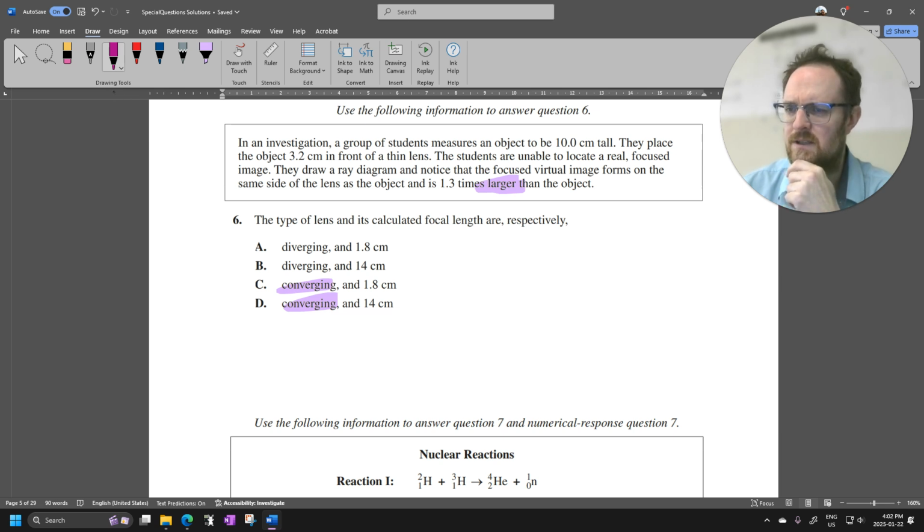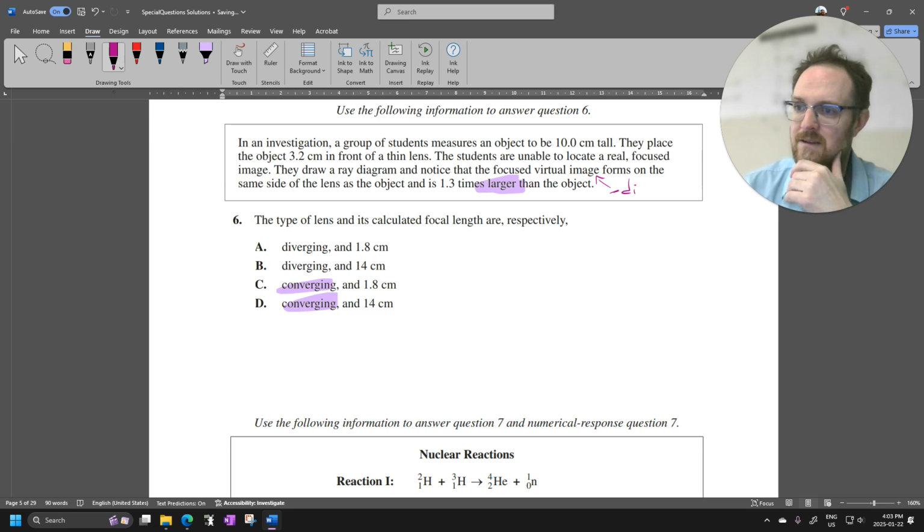It's 1.3 times larger. Find out what DO, and we can find out what DI is, but it's either positive or negative. Oh, but it has to be negative. Right, DI has to be a negative number because it's virtual. That means the 1.3. Yeah, okay. Kind of weird logic here, but it's virtual, so DI must be negative, right? So I'm going to think about this in that situation.